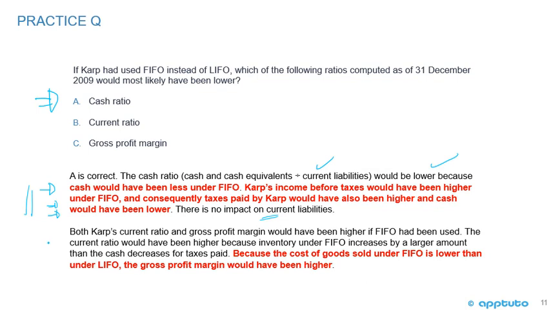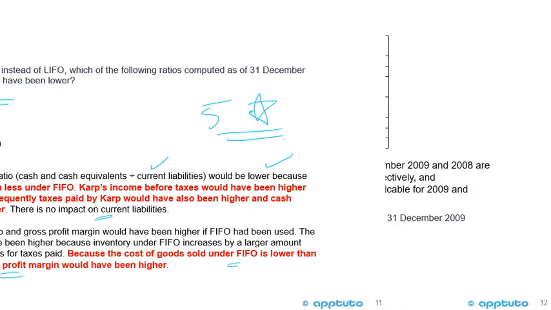Both CARP's current ratio and gross profit margin would have been higher if FIFO had been used. The current ratio would have been higher because inventory under FIFO increases by a larger amount than the cash decreases for the taxes paid. So that's an important point. This is an important slide, okay? Because the cost of goods sold under FIFO is lower than under LIFO, the gross profit margin would have been higher. So I'll give that a 5-star question. This is an important one. It's not something that we've seen too often with our practice.